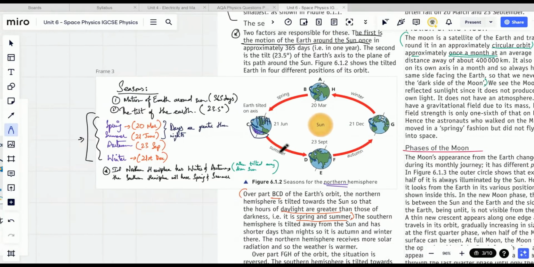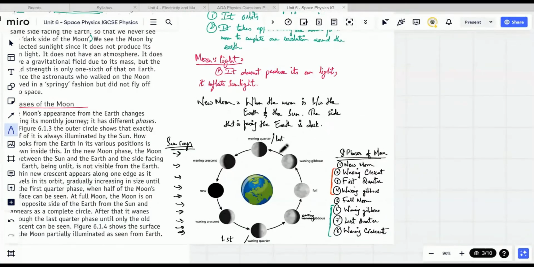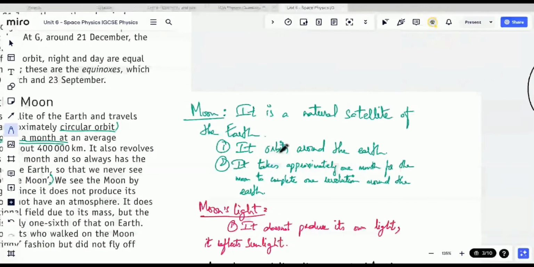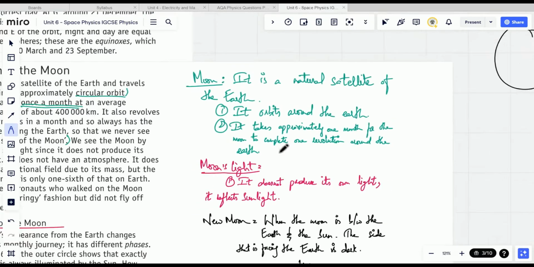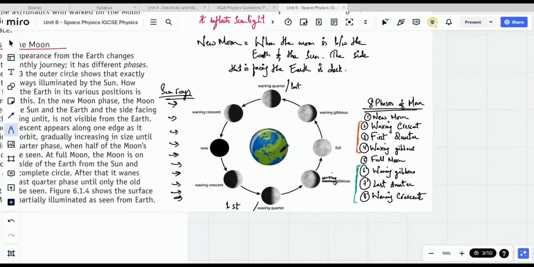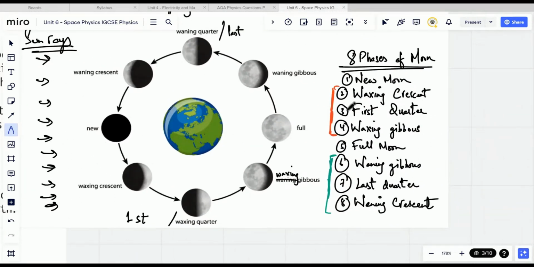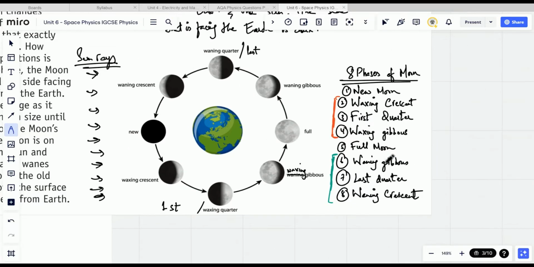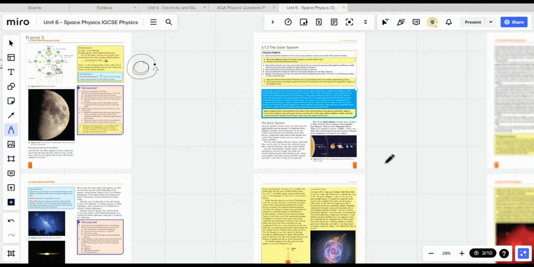You all remember this? Yeah, I remember. Okay. And then we studied the phases of the moon. I hope you remember this. Remember the definition of moon? That's a natural satellite and it orbits around the earth. Do you remember the 8 phases of the moon? We did discuss how to learn this whole part and memorize it. Okay, let's move on then to the solar system.